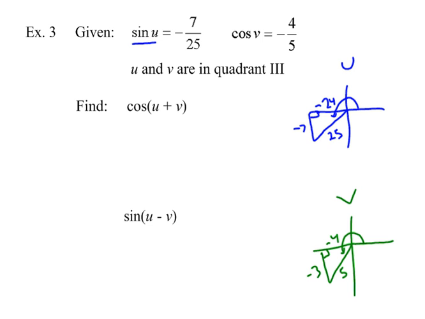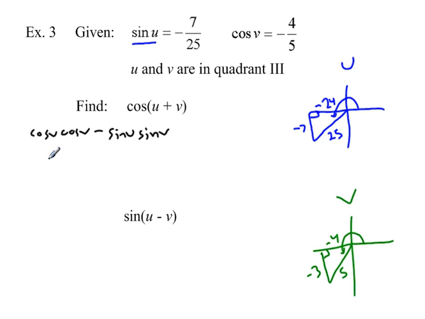Okay, so let's talk about the first one, cosine of U plus V. Well, pulling this right off of our formula sheet, we get the cosine of U times the cosine of V minus the sine of U times the sine of V. And we can't get these answers off our unit circle, but we can get them off of our sketches.